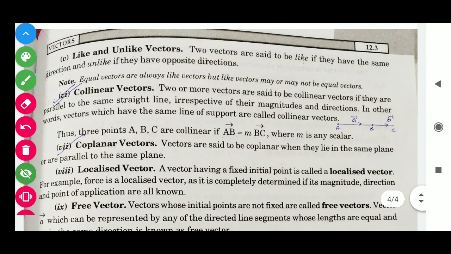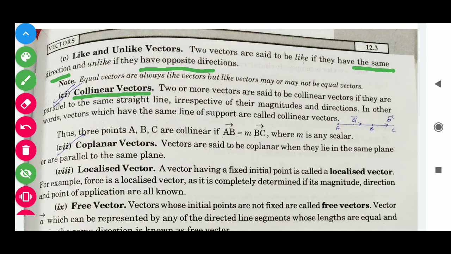Fifth one is the like and unlike vectors. Two vectors are said to be like if they have the same direction and unlike if they have opposite direction. This is very easy. If two vectors have the same direction, then that is called like, otherwise that is called unlike vectors. And sixth one is the collinear vectors.